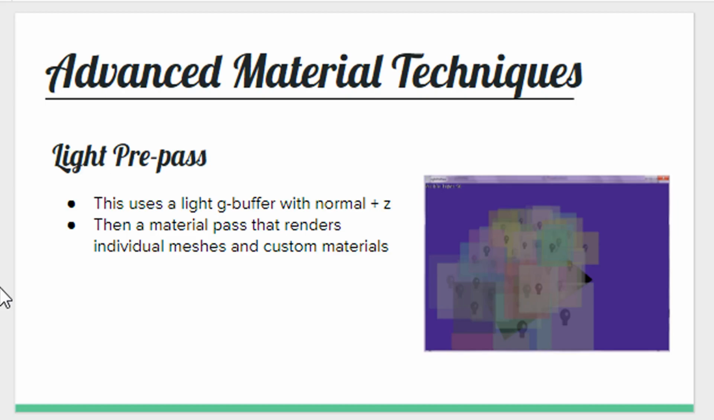The first technique that he talked about was the light PrePass. It uses a lighter G buffer with normal and Z, and then does the material pass, which deals with individual meshes and custom materials. So instead of just having the same materials across the board, all of the materials would also be done within our buffers. Here's also an image of basically what that PrePass would look like.